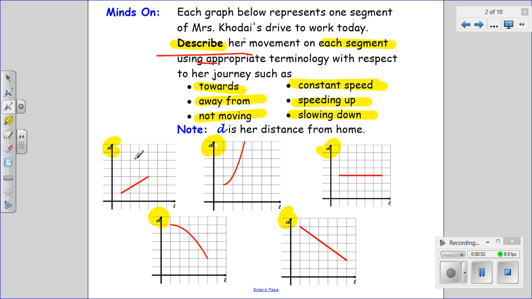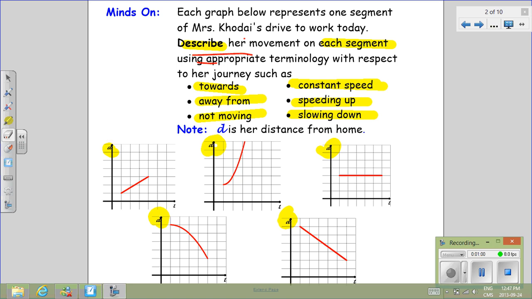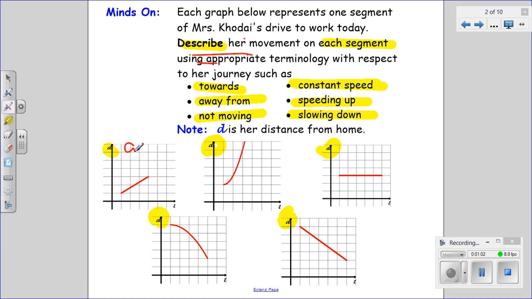So let's look at the first segment down here. The distance is getting larger, it's moving away, so it represents motion away from. The other thing we can see is that it's constant motion because the distance changes the same amount over every second. The next segment, also the distance is increasing, so it also indicates she's moving away.